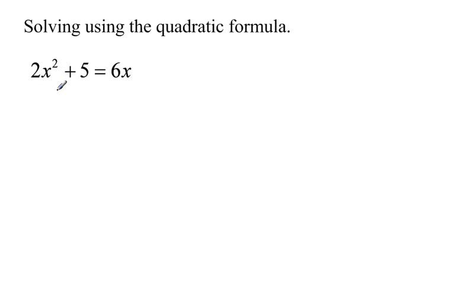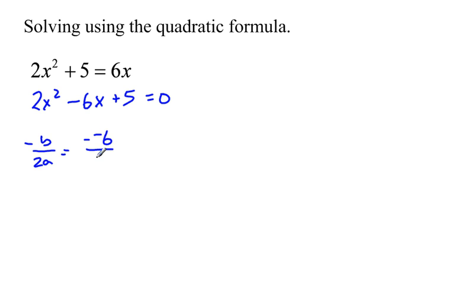Let's do one last one. Notice the 6x, when we bring it over, ends up in the middle. So 2x squared minus 6x plus 5 equals 0. So when we do negative b over 2a, we have negative negative 6 over 2 times 2. That's 6 over 4, which of course reduces to 3 over 2.